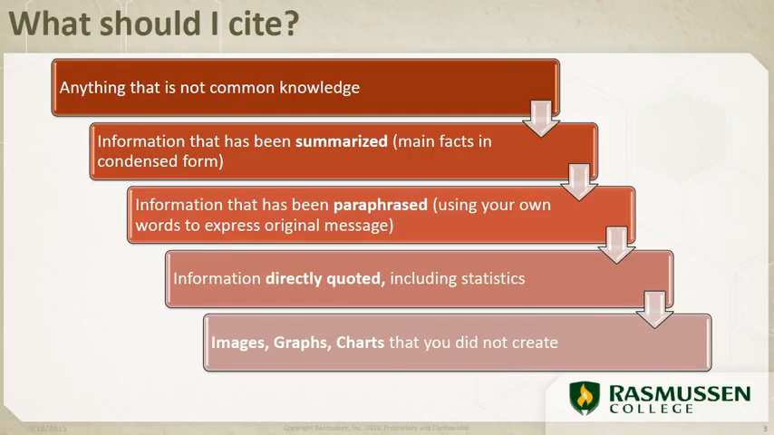It's also important to understand what information you need to cite in your writing. You need to cite anything that is not common knowledge. Many students think only direct quotations need citations and are surprised to find out that they need to cite information that they have read and then put into their own words. Doing so actually means that you have summarized or paraphrased information from the source. Those ideas and thoughts were initially not their own, so credit needs to be given to the author of the source. Images, graphs, and charts that you did not create also need to be cited.